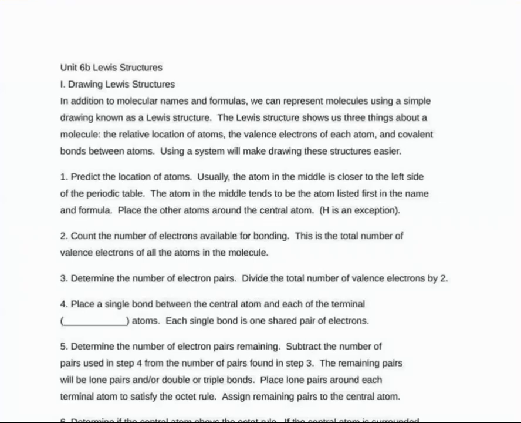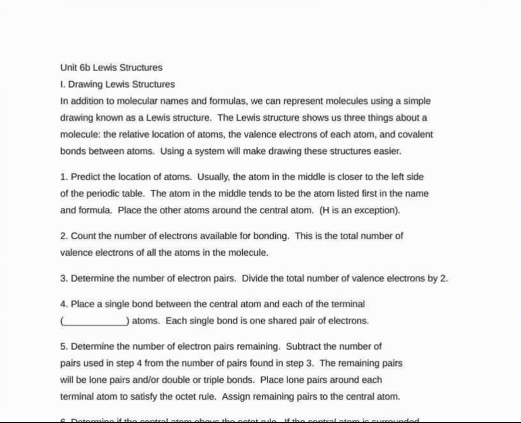Okay, this is Unit 6b, and this goes back to something that would have been addressed in the fall. So here we're talking about drawing Lewis structures. In addition to molecular names and molecular formulas, we can represent molecules using a simple drawing known as a Lewis structure. The Lewis structure shows us really three things about a molecule.